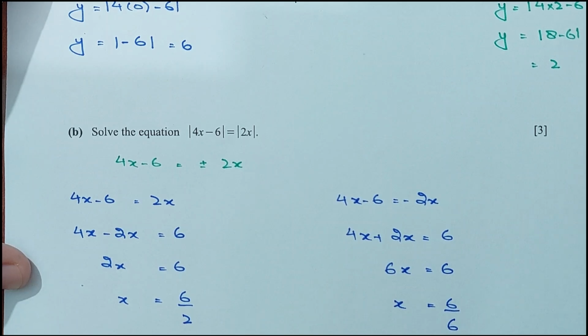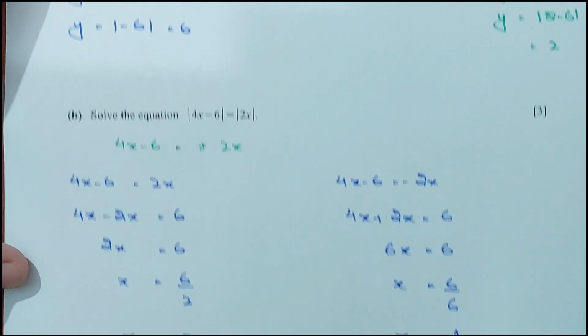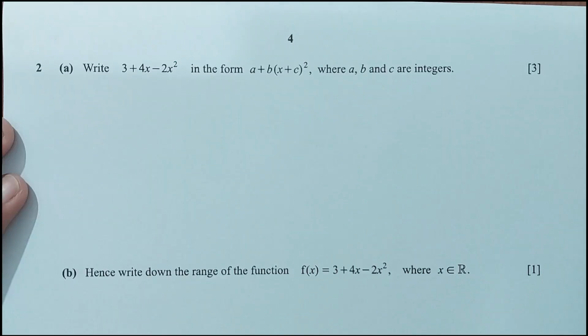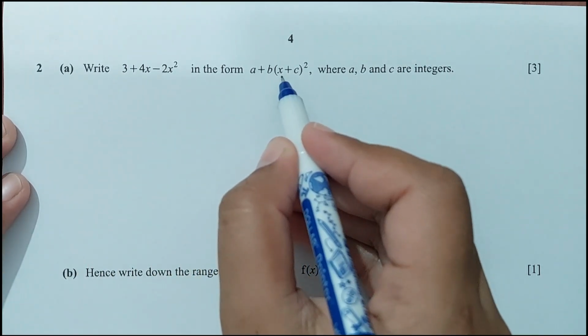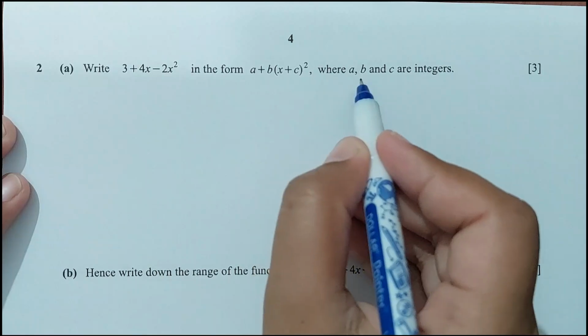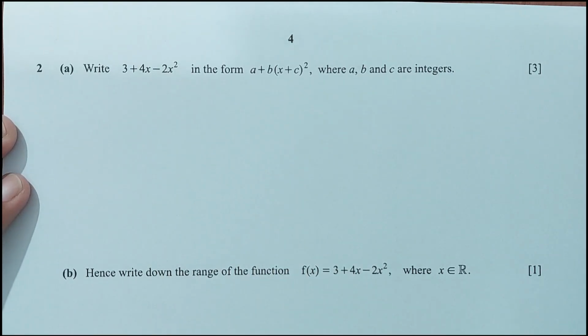This is equals to 1. So we have two solutions, x equals 1 and x equals 3. Question number 2, part A: write this in the form a plus b x plus c square, where a, b and c are integers.